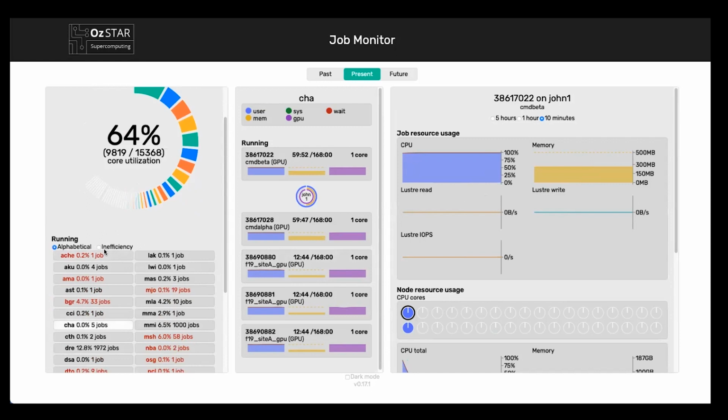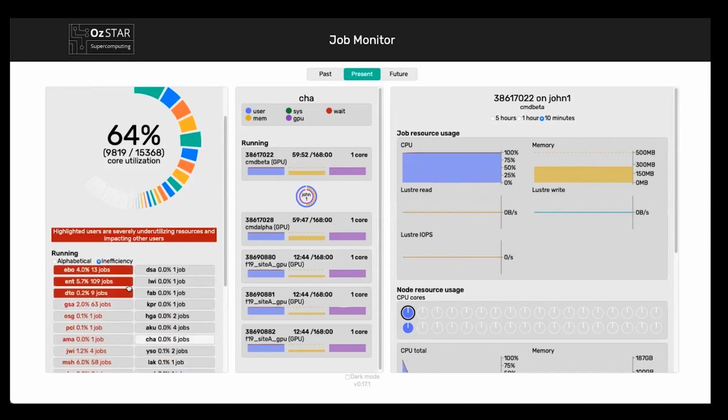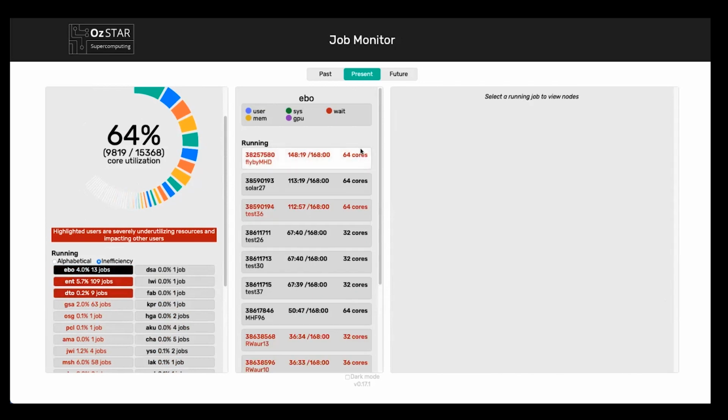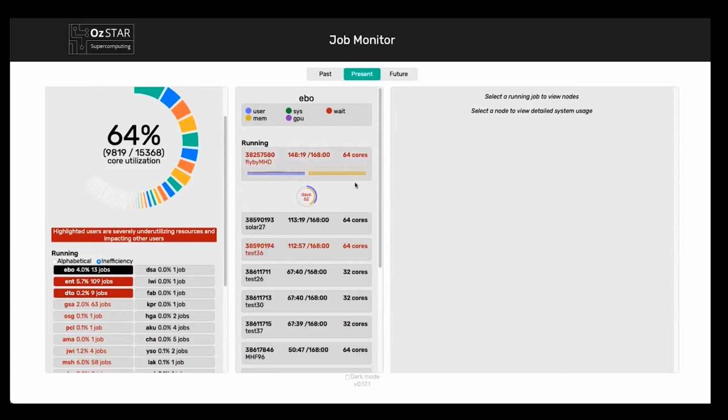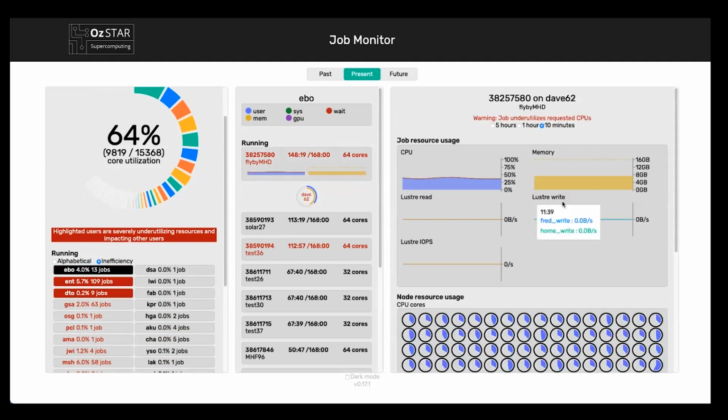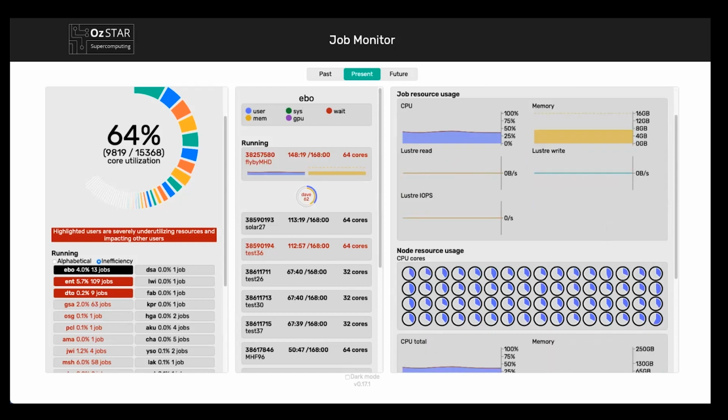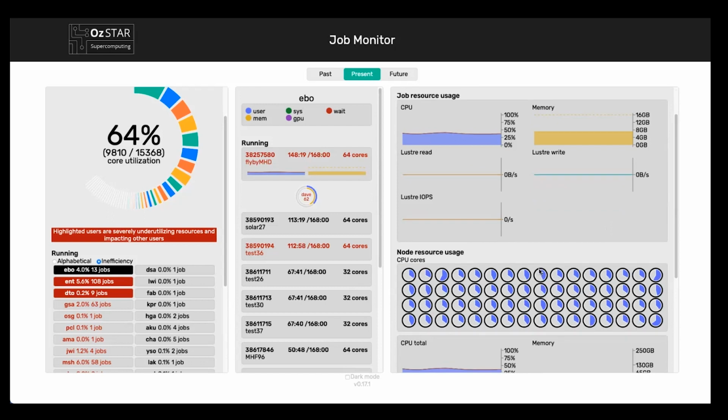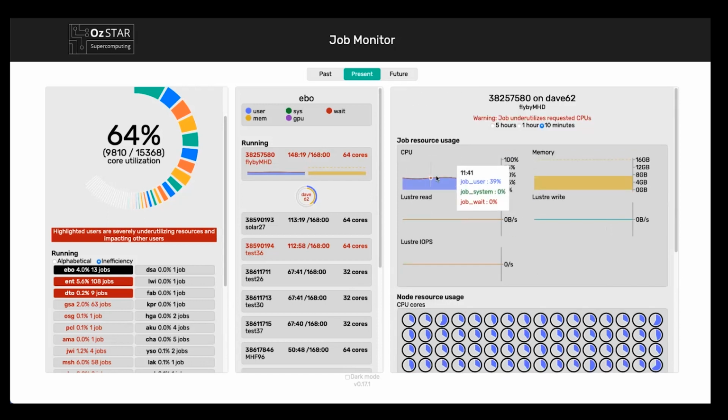On the job monitor here, we can also sort jobs by inefficiency. So these jobs highlighted in red here are not running very well right now. We might go into one of them and see what's going on. So this job here is running on one of our new Dave nodes. It has requested 64 cores, and we can see that it's using all 64 cores, but the cores are idle for a lot of the time. And so there's some issue with their code here.